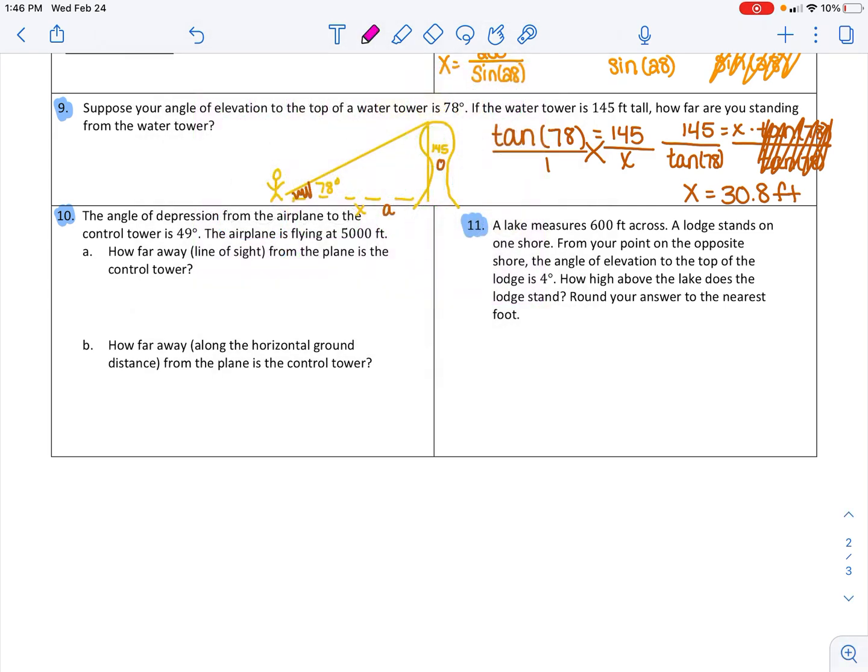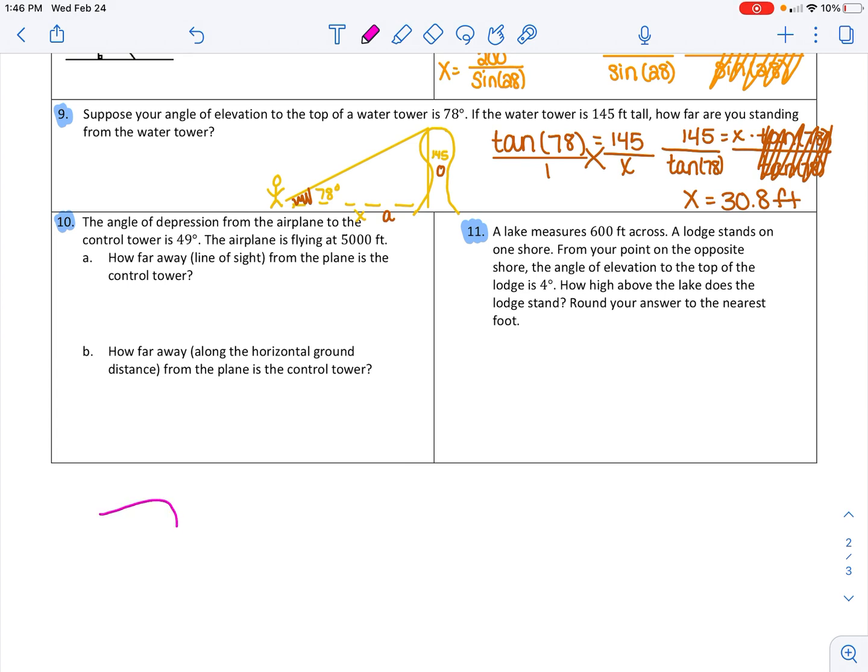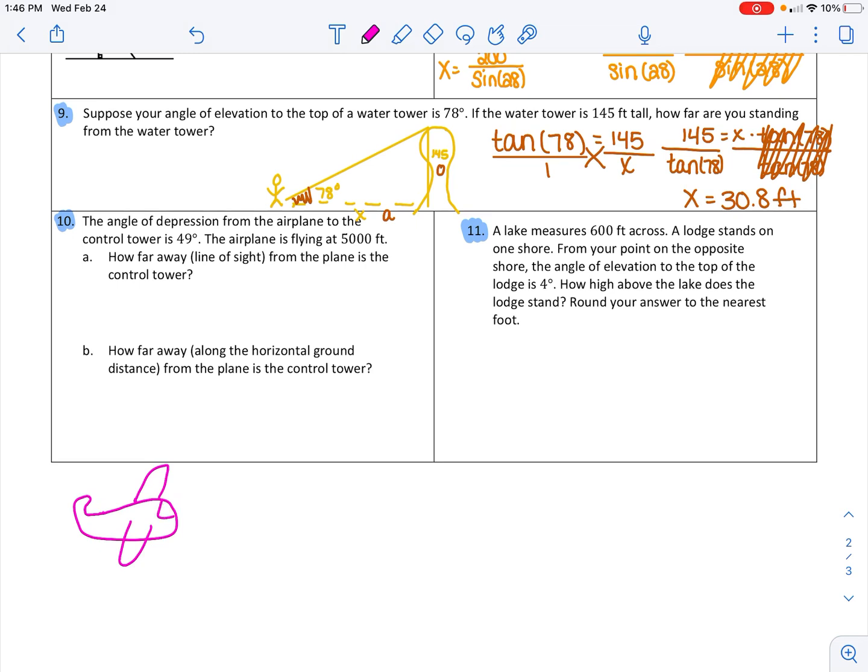All right, let's go ahead and look at these last two. For number 10, it says the angle of depression from an airplane to the control tower is 49 degrees. So I'm going to draw it down here at the bottom. See how many of you make fun of my airplane again. Okay, so we have our airplane and we have our control tower down here.